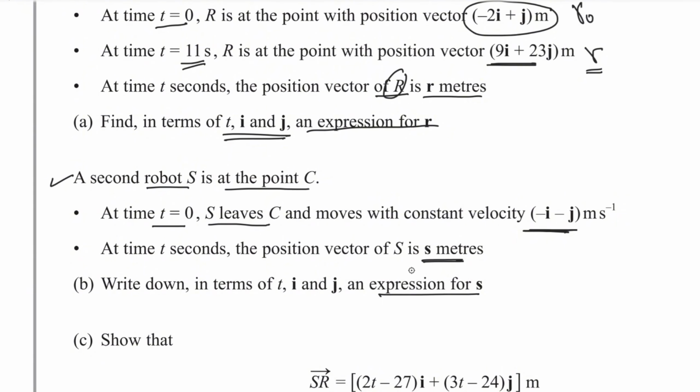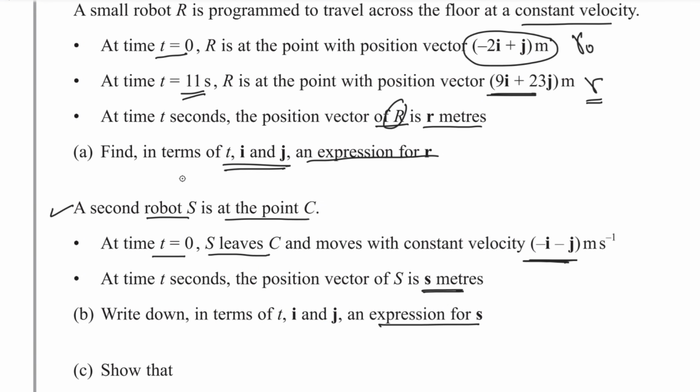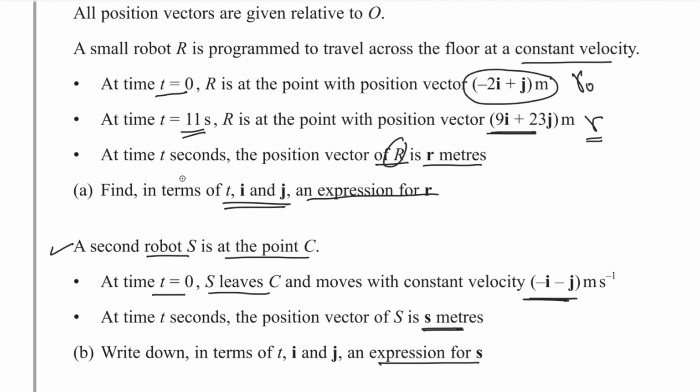Okay. At time t, the position vector of S is the robot. You need to find the position vector of robot S after time t. Like here in the previous part, we found the position vector of the robot R after time t. Now you need to find the position vector of robot S after time t. It is a similar question, but here velocity is given, but starting point is not given. Starting point, how could you find here?